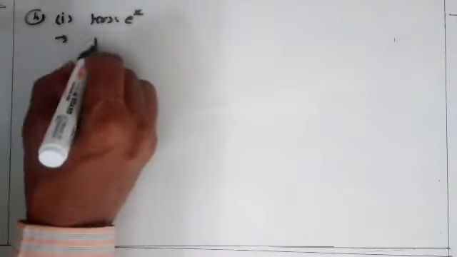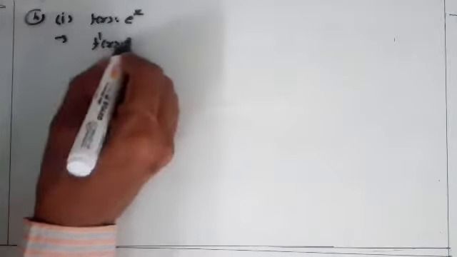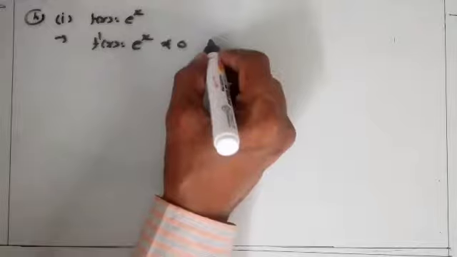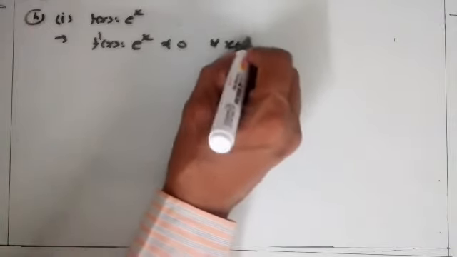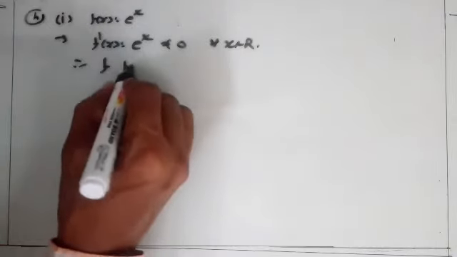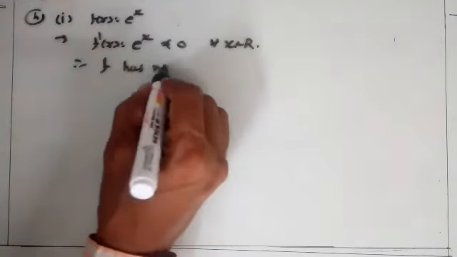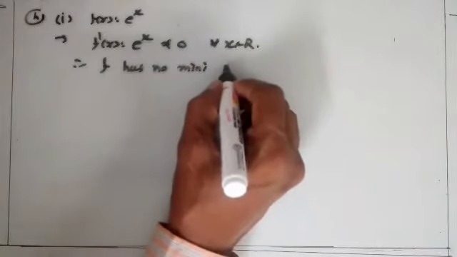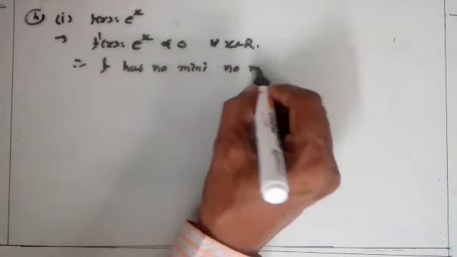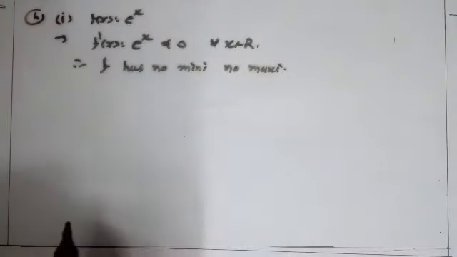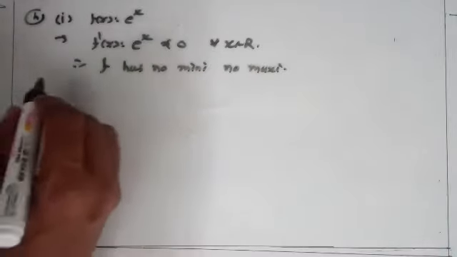First get the first derivative, f dash x is equal to e raised to x, and it never becomes 0 for all x belonging to R. Therefore we say that f has no minimum, no maximum value. Clear? Or neither a minimum nor a maximum value.